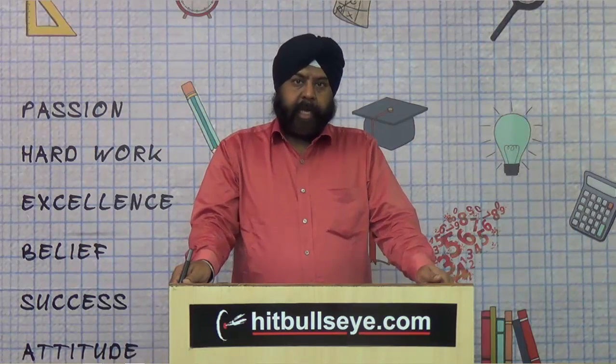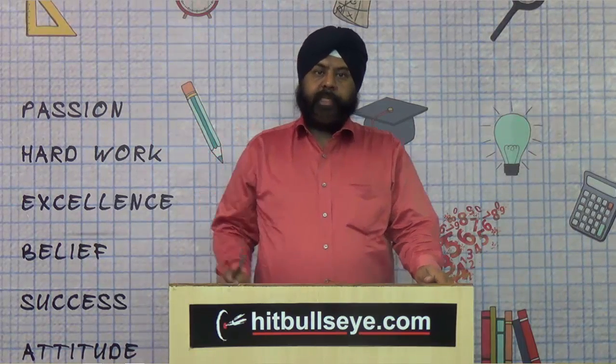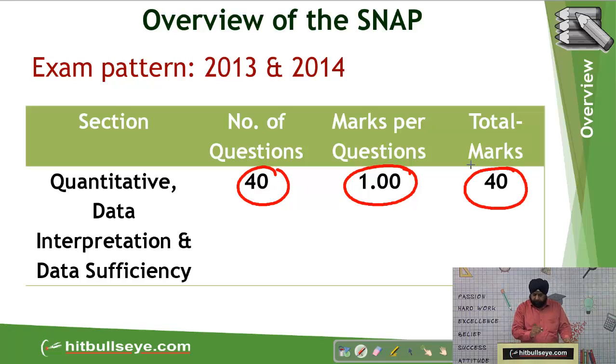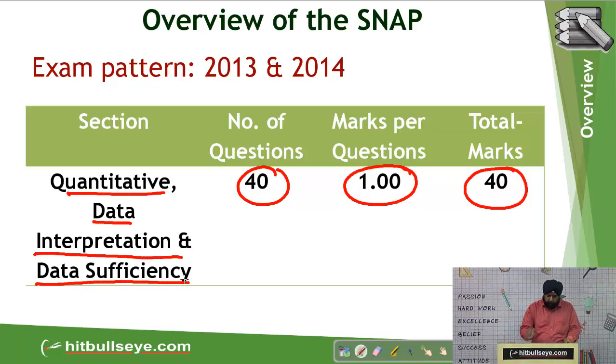Students, let us take an overview of the SNAP paper. This is the exam pattern of SNAP 2013 and 2014. There were 40 questions of 1 mark each, aggregating to a total of 40 marks. The name of the section is Quantitative, Data Interpretation and Data Sufficiency. So we'll discuss each of the three one by one.